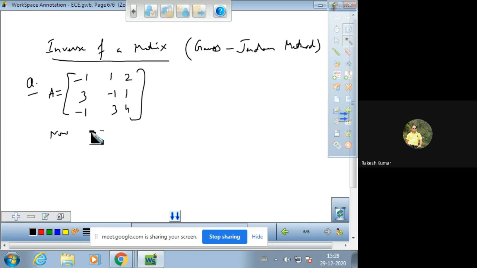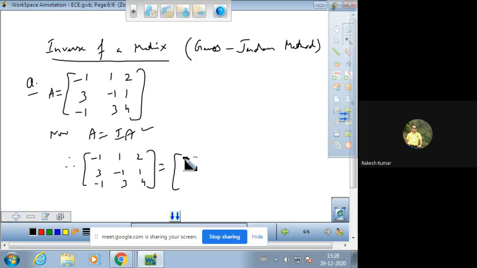Now you know that a matrix A can also be written like this, because when it is operated with I matrix as a pre-matrix, or pre-multiplying with this matrix A, then you will get the same matrix A. Now you can use the values of the matrices: -1 1 2, 3 -1 1, -1 3 4, and also you can use the value of I matrix, and the A matrix will be as it is.